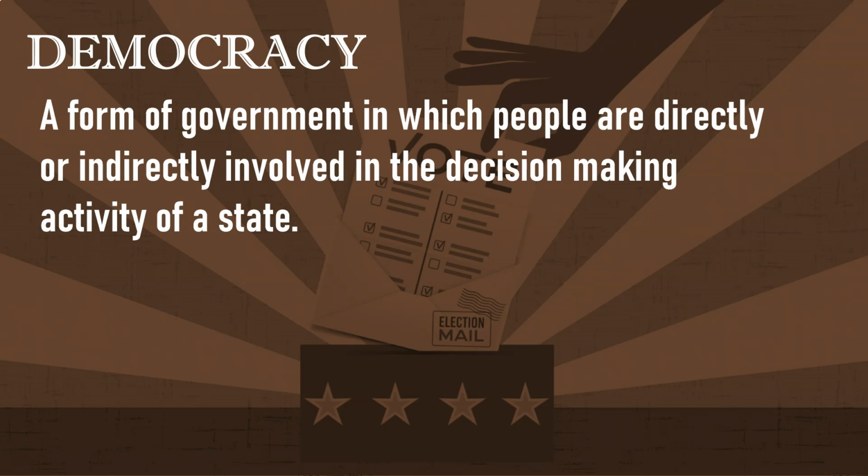Democracy is a form of government in which people are directly or indirectly involved in the decision-making of a state. Any politically organized state requires some form of collective decision-making, and in a democracy, this decision-making power is vested in the people. And here it says they are directly or indirectly involved.